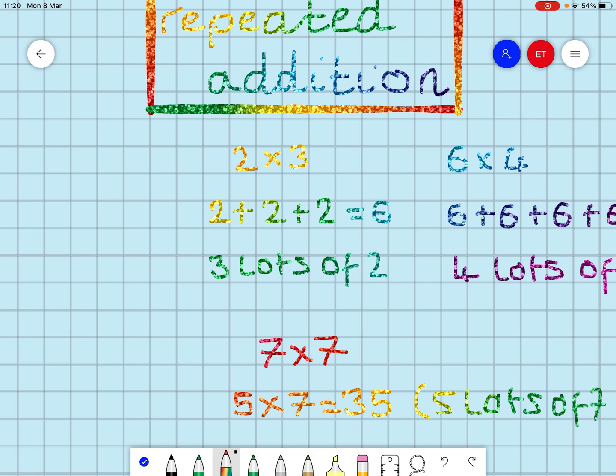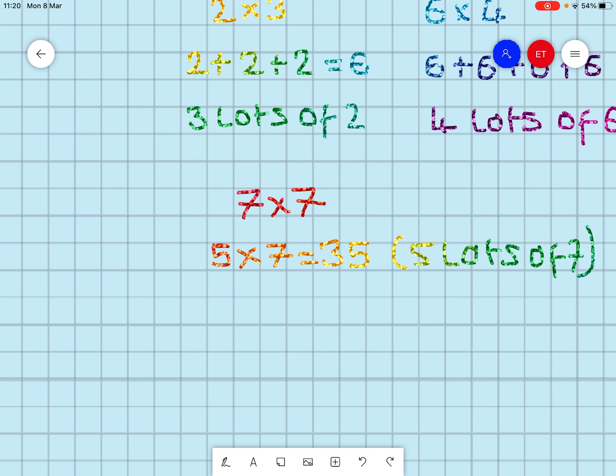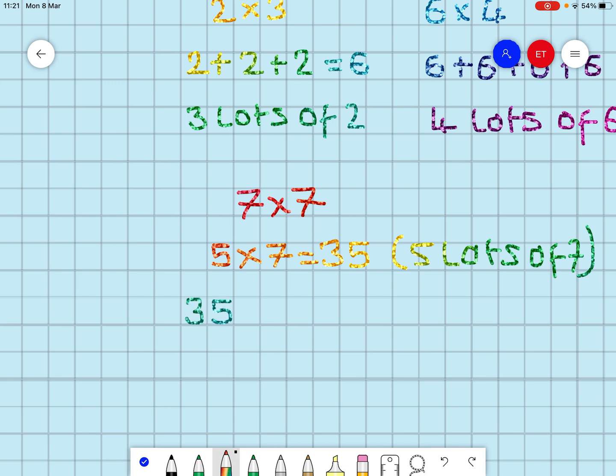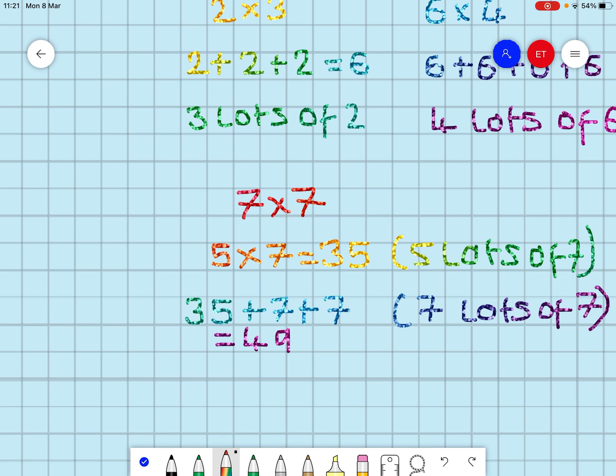We wanted to know 7 lots of 7. So that's only 2 more 7s. So you could do 35, add another 7, add another 7, and that would get us 7 lots of 7. So use what you know already to help you. So 35 add 7 is 42, add another 7 is 49. And that way you're not having to count 7 add 7 add 7 add 7 add 7. You already know 5 times 7, then you just count on another 2 7s from there.